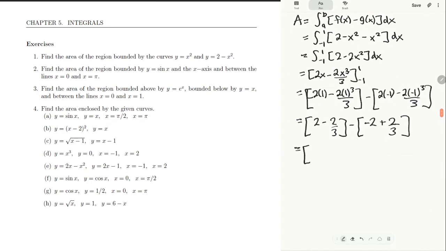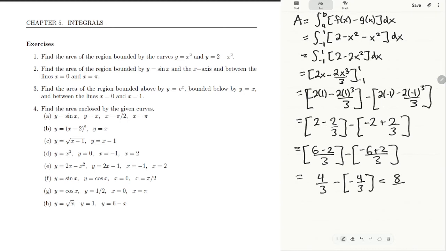And so making a common denominator of 3, we get (6 minus 2) all over 3 minus (-6 plus 2) all over 3. So that's 4/3 minus -4/3, which simplifies to positive 8/3. And so the area of the region that's bounded between these two curves is 8 over 3 square units.